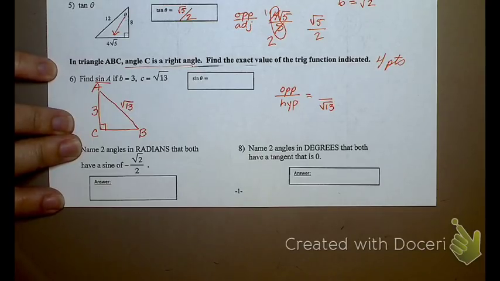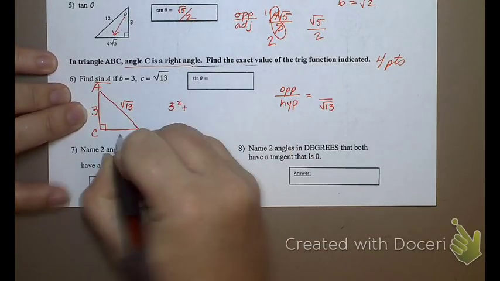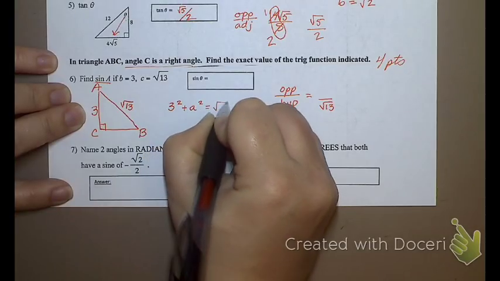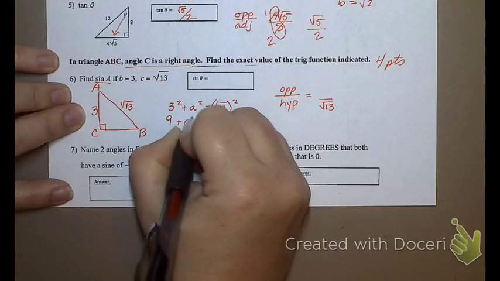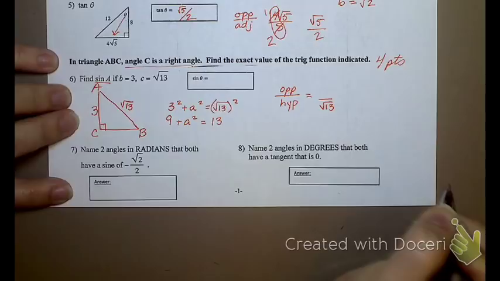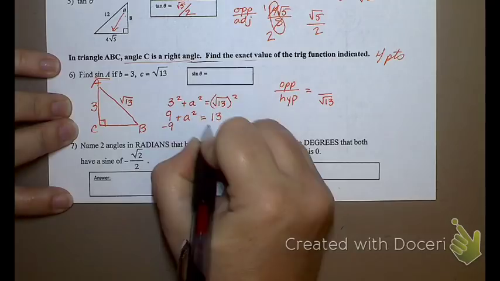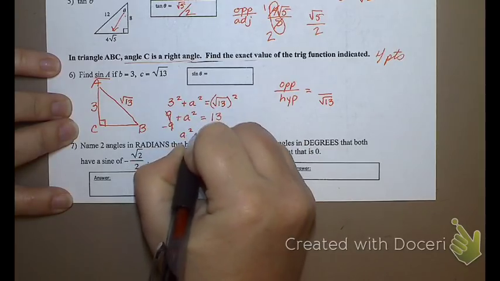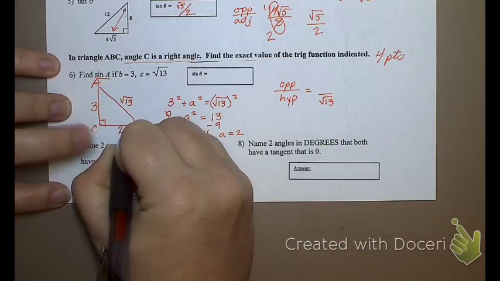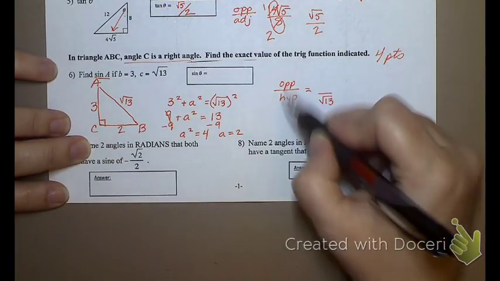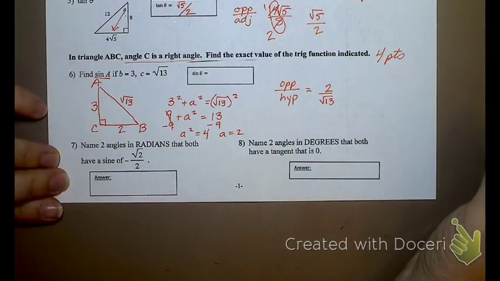Pythagorean theorem again. We're using that a few times, aren't we? So 3 squared plus little a squared is equal to radical 13 squared. So 9 plus a squared is equal to 13. Rad 13 squared is 13. Subtract by 9. A squared equals 4. So what does a equal? 2. So that other side is 2. So, coming over to my sine fraction, the opposite side of A is 2, and rad 13 is the hypotenuse.